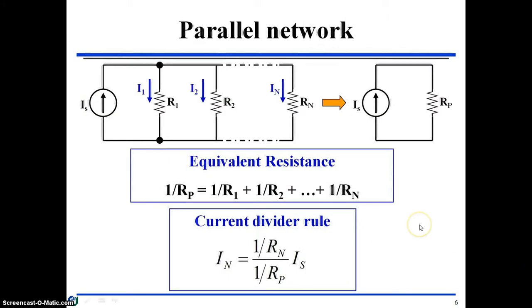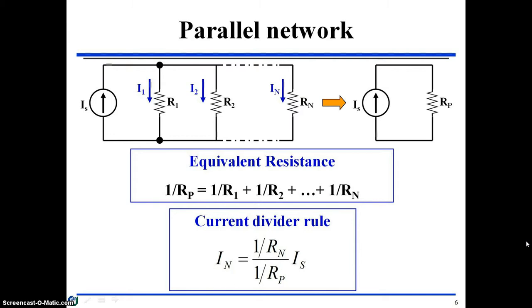Next, we want to know what a parallel network is. If the resistors are in parallel, that is, current is divided across those two resistors, then the network is called a parallel network. The equivalent resistance can be derived from those parallel resistances: 1 by R equivalent equals 1 by R1 plus 1 by R2 and so on, the sum of reciprocals of the individual resistances.